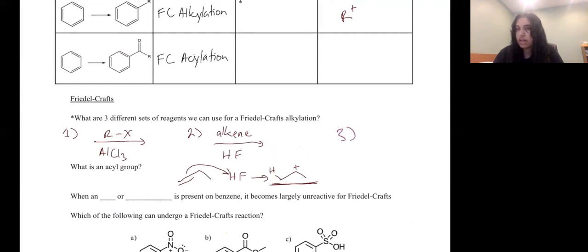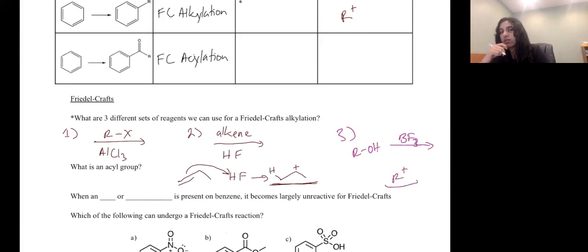The third one is with an alcohol and BF3. So you start with ROH, and then you react it with BF3. The OH basically attaches to the BF3, and then it pops off and you get a carbocation. So all of these are just different ways to get a carbocation. You chop off the alkene and add a carbocation, you chop off the alcohol and add a cation, and then stick it onto the benzene.